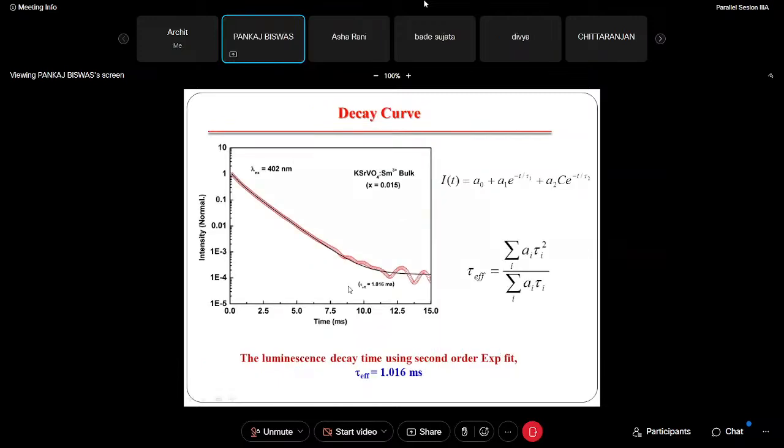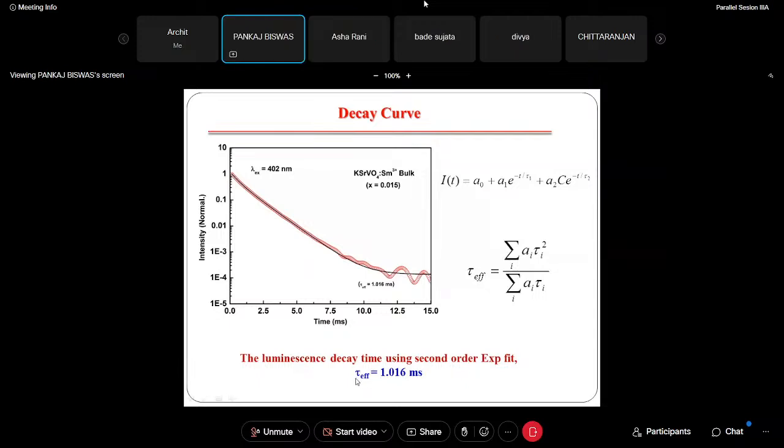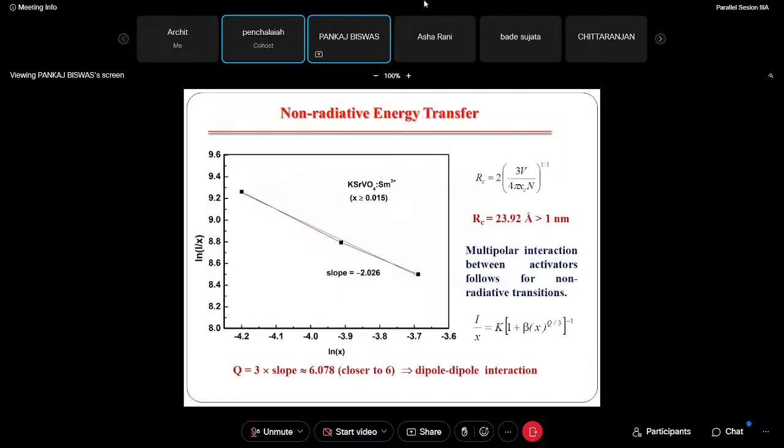Then the decay curve was also plotted. The decay curve shows a very large effective decay time, and the decay time equation as shown was used, and the effective time was about 1.016 milliseconds, which is quite good in our view.